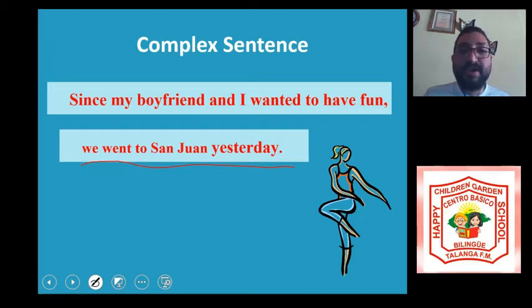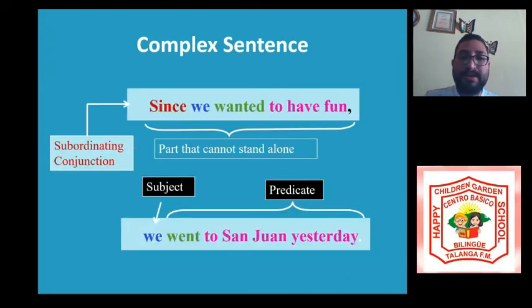But with since my boyfriend and I wanted to have fun, something is missing. We have missing information. We can ask, so what happened when you wanted to have fun, and what happened next? So that is the important part to remember. The first one is subordinate to the second one. Let's see: since we wanted to have fun, we went to San Juan yesterday. See, the subordinate conjunction: this one depends on that one to make sense. Because if not, it's not going to make sense.